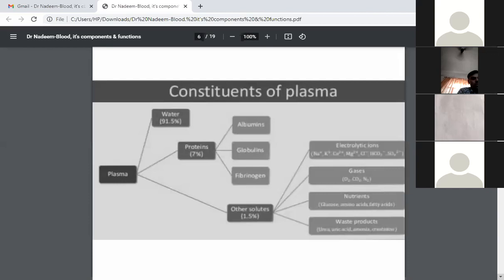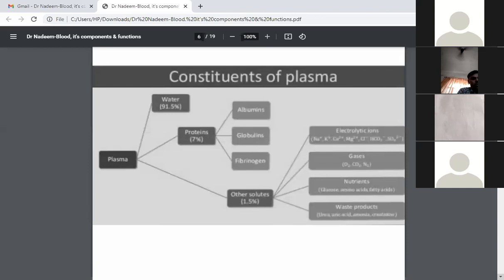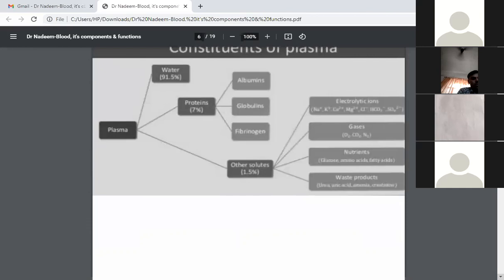Apart from these three components, in the other solutes, there are waste products: urea, uric acid, ammonia, and creatinine. Urea is the waste product of amino acid metabolism. Uric acid is the waste product of purine nucleotide metabolism. Ammonia is a toxic waste product of protein metabolism that is ultimately converted into urea by the urea cycle. And creatinine is also a waste product of the muscle, with protein as its source.